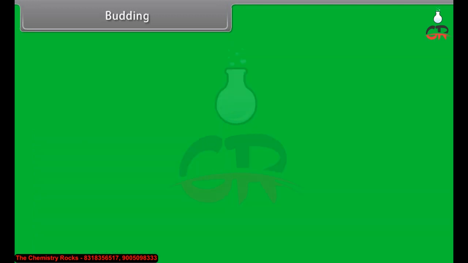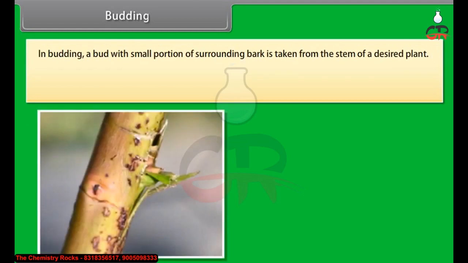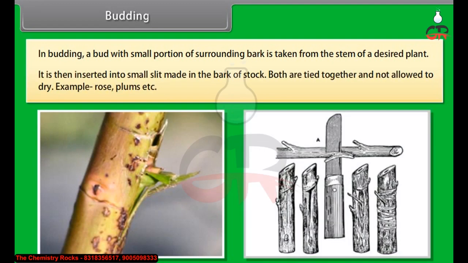Budding. In budding, a bud with a small portion of surrounding bark is taken from the stem of a desired plant. It is then inserted into a small slit made in the bark of the stock. Both are tied together and not allowed to dry. Example, rose, plums, etc. Tissue culture.